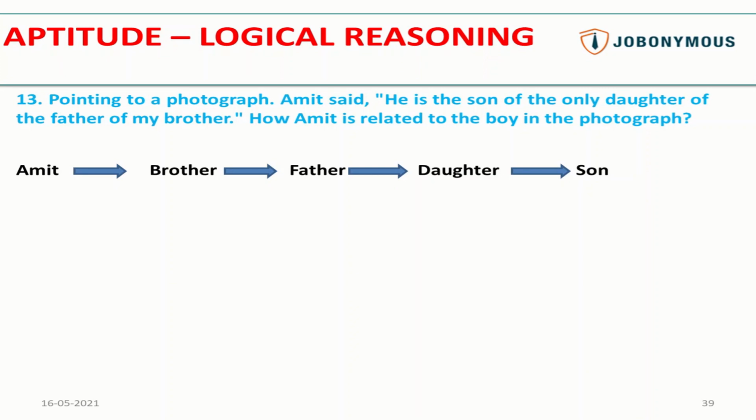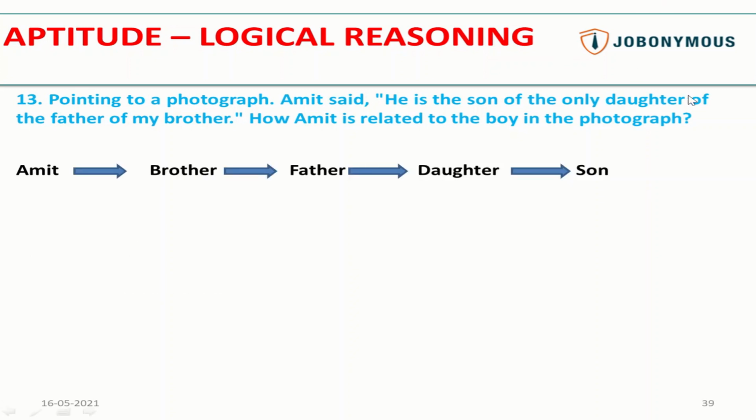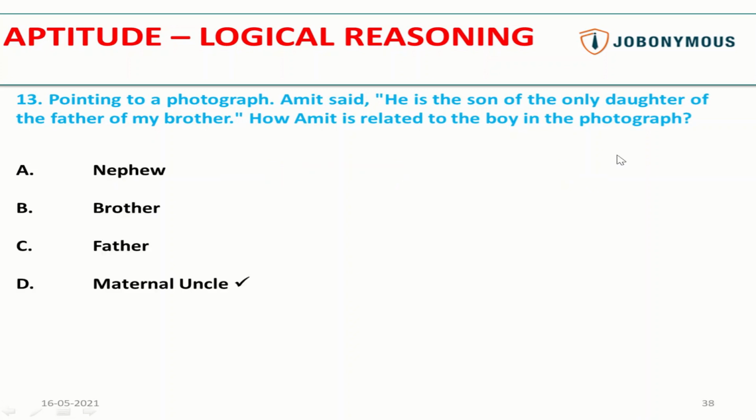You should make a kind of flow chart, starting from the first person and moving to the last. So Amit said he is the son of the only daughter of the father of my brother. So Amit, then brother, then father, then daughter, then son. That means Amit's brother's father is also Amit's father, so this is redundant. And then Amit's father's daughter is Amit's sister. And the boy in the photograph is the son of Amit's sister. So that means Amit is the maternal uncle of the boy in the photograph. So this is the right answer.